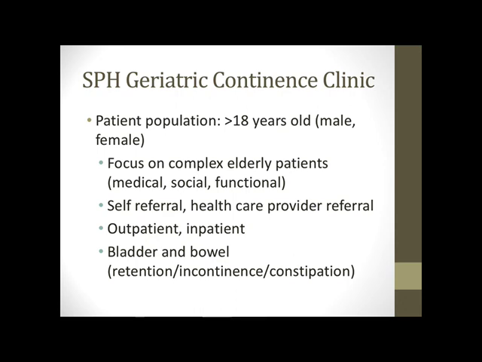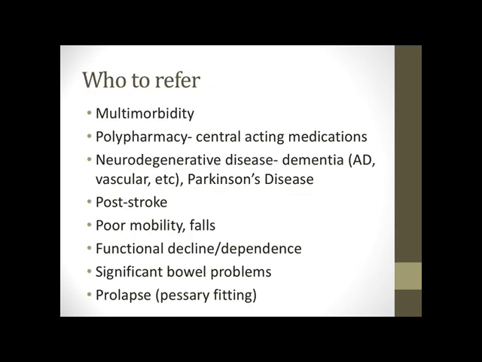We do outpatient work and inpatient work, and we work on both bladder and bowel. So if you have a patient, for example, with really bad constipation who's having trouble managing that, even if they don't have urinary incontinence, we're happy to see those patients as well. So who to refer, again, people with multi-morbidity, people with polypharmacy, with a lot of centrally acting medications, for example, people with neurodegenerative diseases who often come with a lot of other functional issues, post-stroke, poor mobility, falls, functional decline, significant bowel problems, or people with prolapse, because we do some pessary fitting at our clinic.